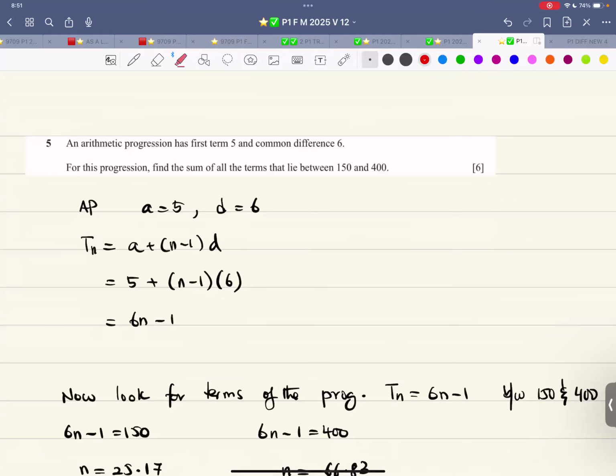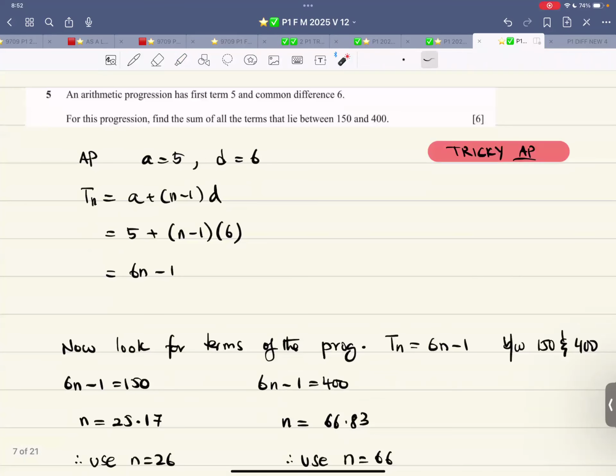Question number 5. Yes, I would consider this one to be a tricky question. So this one is a tricky AP question. There is only AP till now, I think there's a GP also. An arithmetic progression has a first term 5, common difference 6. For this progression in which the first term is 5 and common difference is 6, find the sum of all terms that lie between 150 and 400.